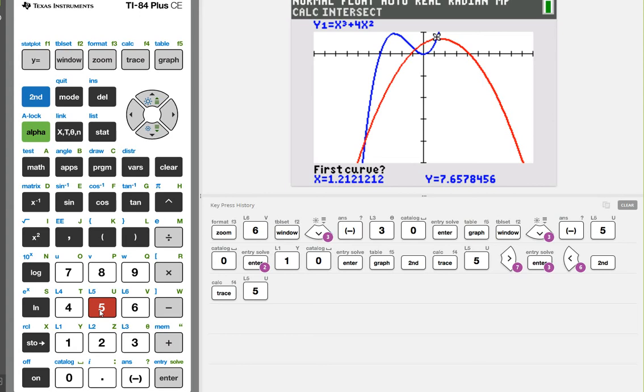To find the intersection, you're going to run close to the point of intersection, press enter a total of 3 times.